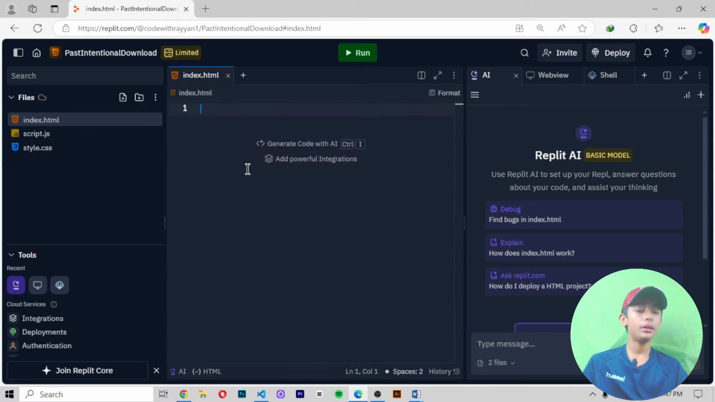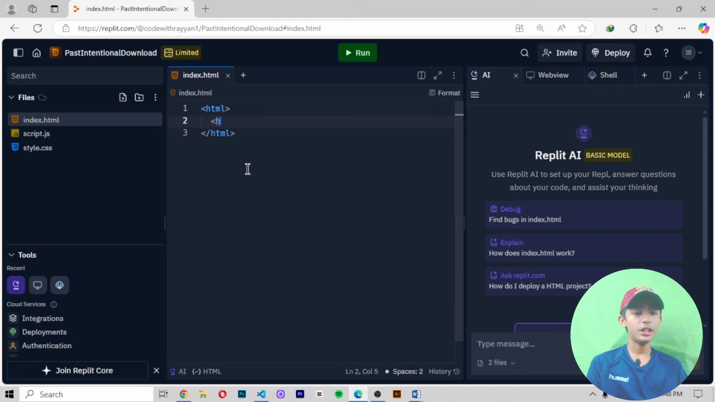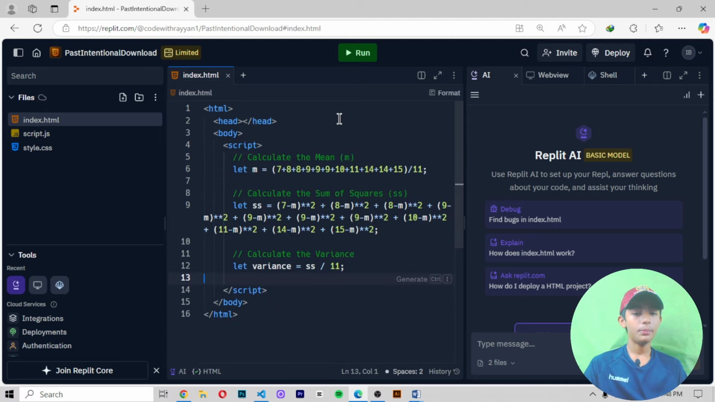when I write here HTML, and in the HTML we are writing head, and then in the head, then here I am writing body, and then I am writing here script, and then paste. Now let's start to write this code.